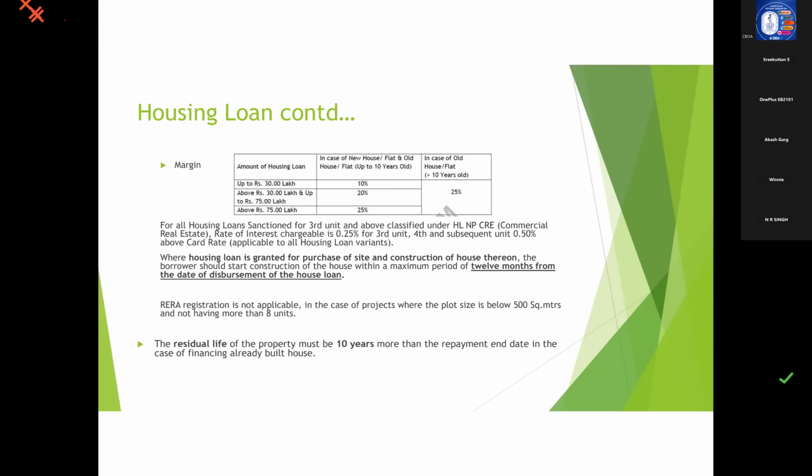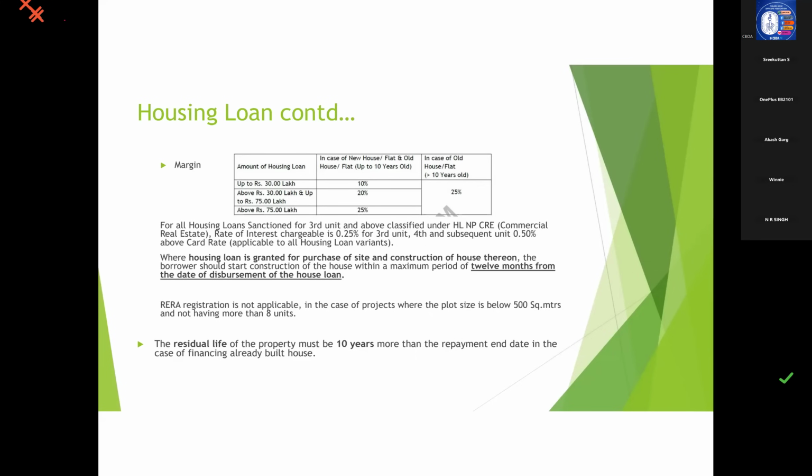Now coming to another question, housing loan. We have three types of housing loan. One is for ready construction on already owned land. Second one is outright purchase. Third one is purchase of site and then construction of a house thereon. So these three types of regular housing loan schemes are there.